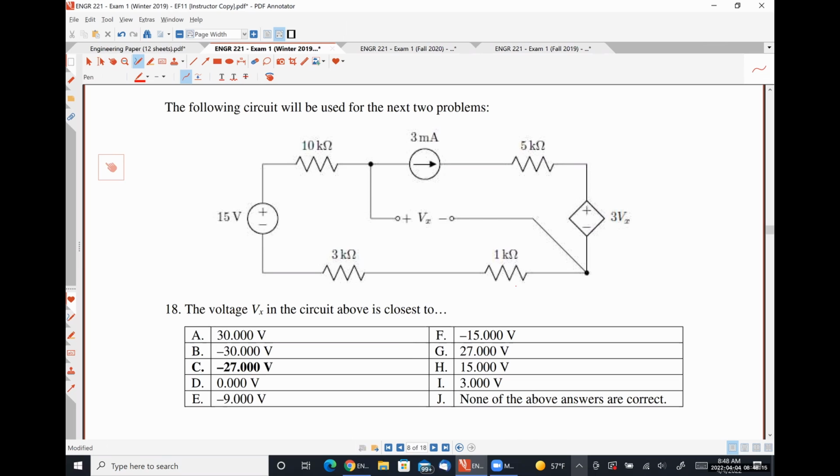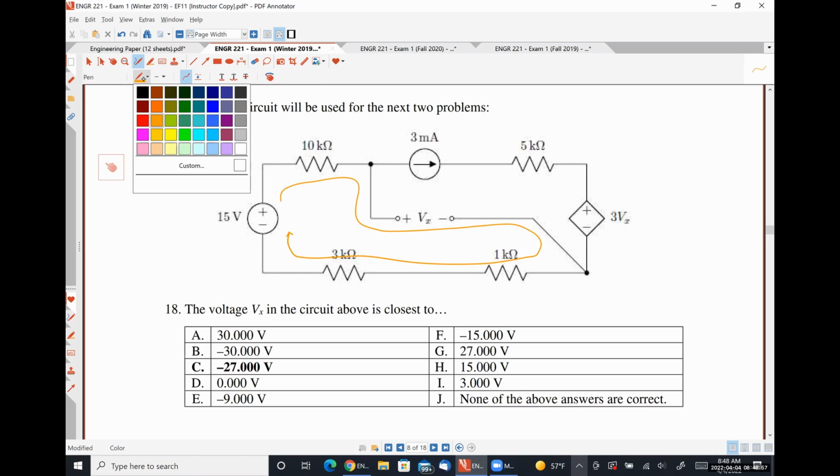So we're trying to find the voltage Vx. So what I'm going to do is write a KVL equation around this path, where I'm following the current, which is 3 milliamps. And I know that all my voltage drops across my resistors are going to be 3 milliamps times the resistor value, because a current of 3 milliamps is flowing in the outer loop, right?